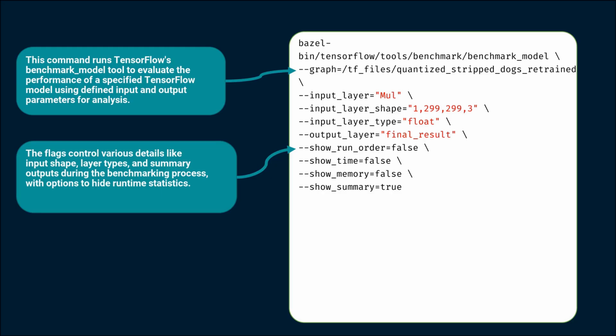Throughout the command, we've also chosen to suppress display options related to run order, time, and memory usage. However, setting the show summary flag to true allows us to view a summary of test results, including the critical FLOPS, floating point operations per second metric, which helps us quantify the model's computational demands during inference. This benchmarking will provide insights into the speed differences between Mobilenet and Inception v3, reinforcing our understanding of how to optimize models for mobile applications.